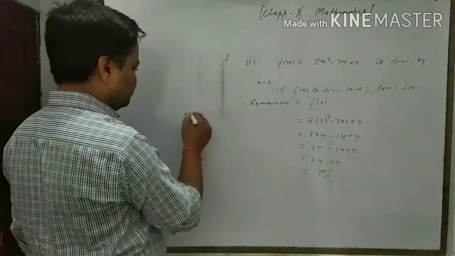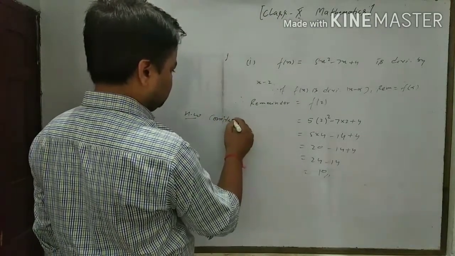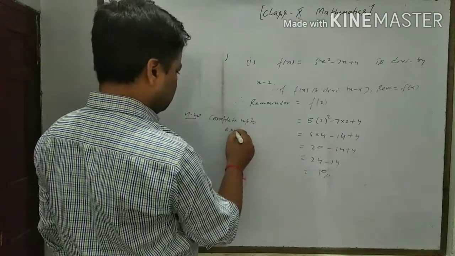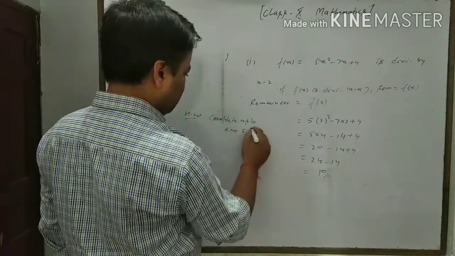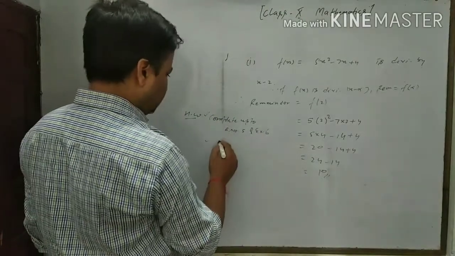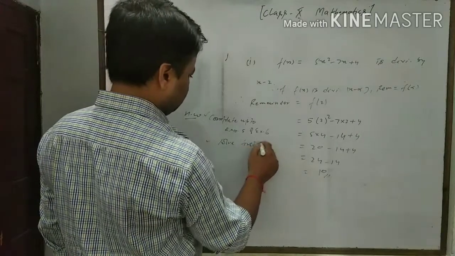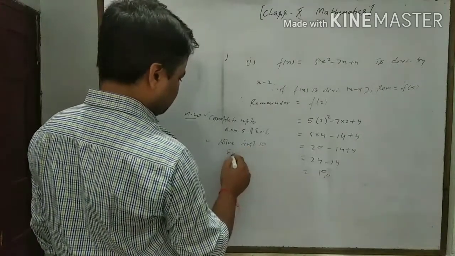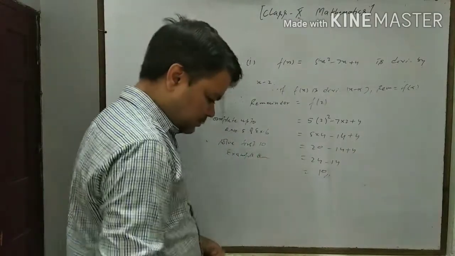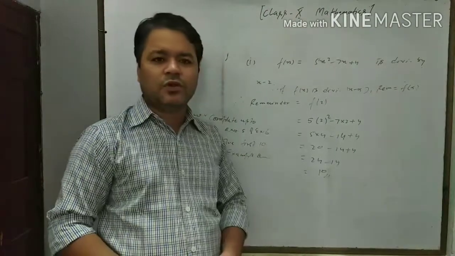Homework is what? Complete up to question number 5 of exercise 6. This is the first one, and solve the first 10 example questions. How many example questions are there? 13 example questions, then try to solve up to 10.